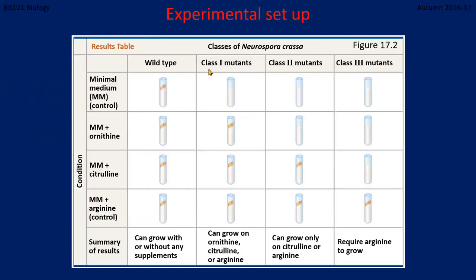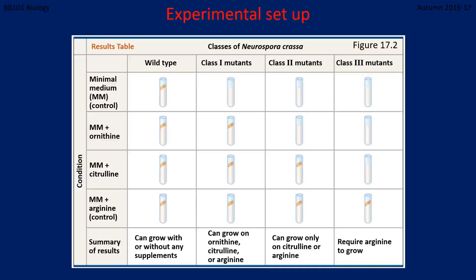But when you think about the mutants, class 1, class 2, class 3, in at least one instance you can see there is no growth. For example, with just the minimal media there is no growth in class 1. But when you have the minimal media along with ornithine, there is an expression of the mutant. Similarly, whenever you see this yellow band, that means there is an expression. But in the other mutants, even after you add some media, there is still no growth.